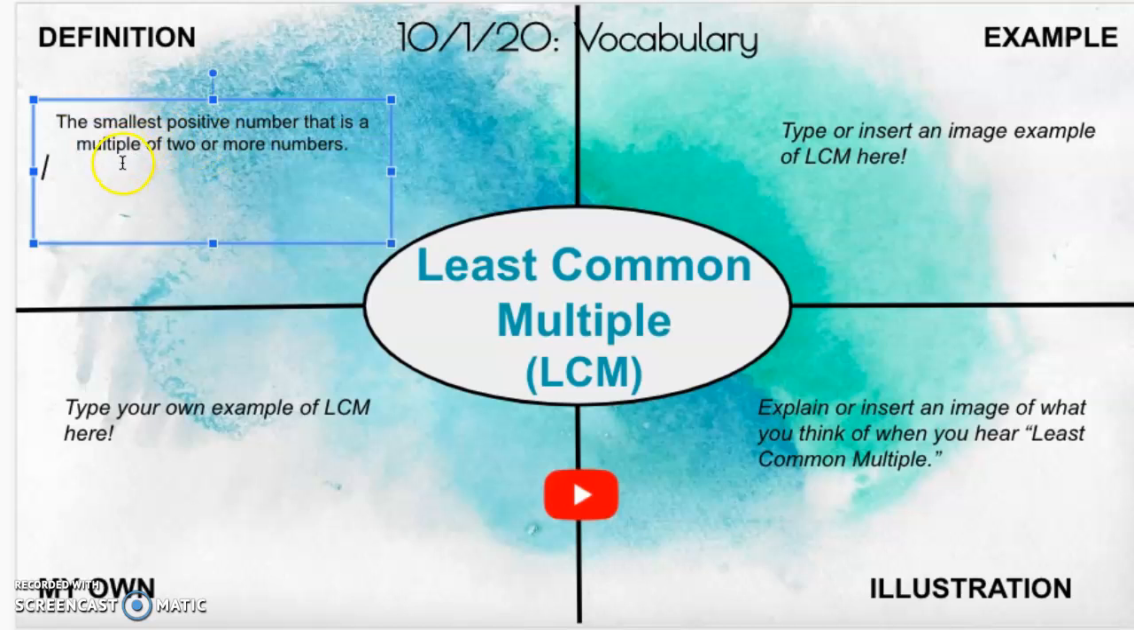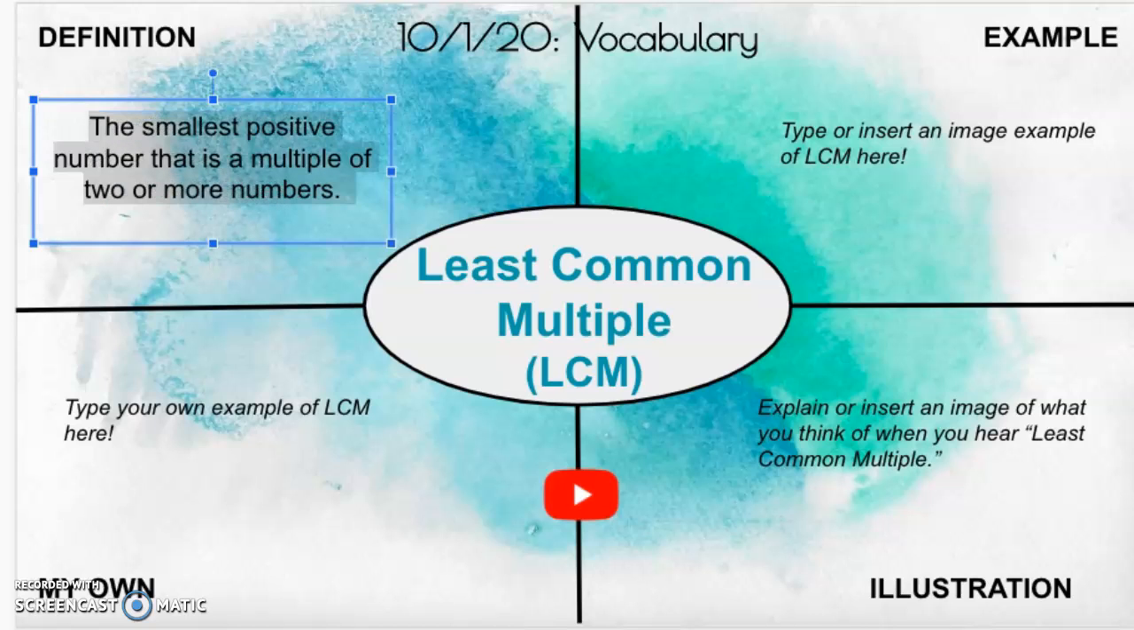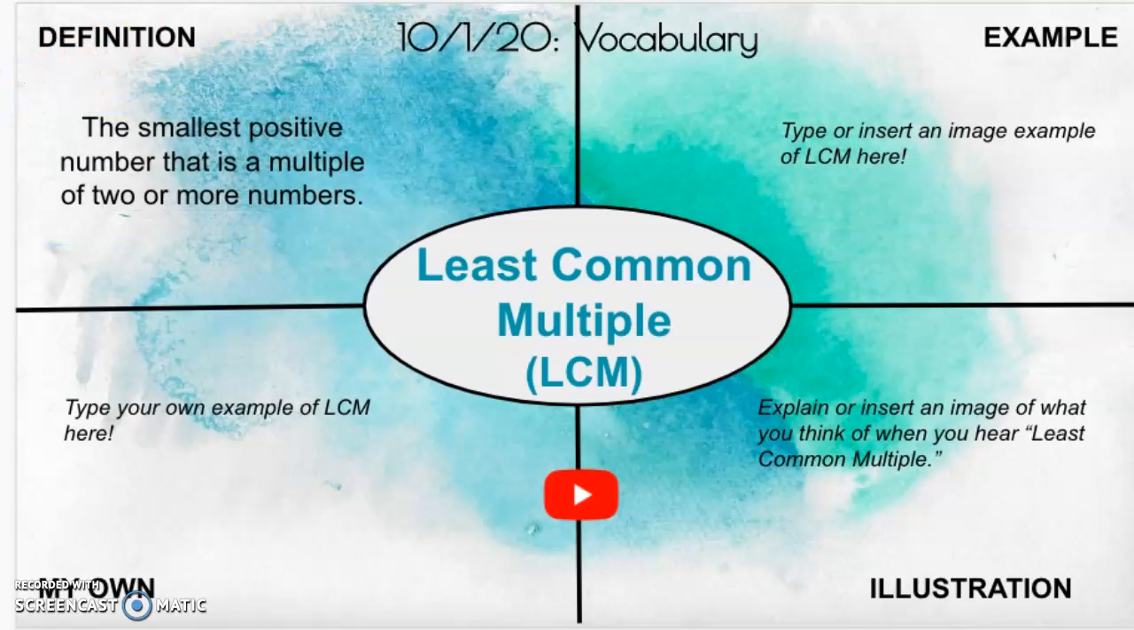So if you go to the other slides, the least common multiple is the smallest positive number that is a multiple of 2 or more numbers. So it's the smallest or the least or the first positive number that is a multiple of 2 or more numbers. So that's what our least common multiple is. Now, if we go to this example, we can type or insert an image example of LCM here.